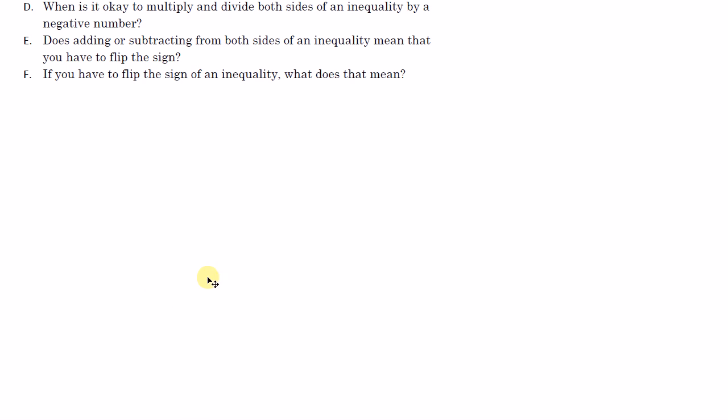When is it okay to multiply and divide both sides of an inequality by a negative number? Well, you can do it anytime you want. You just have to remember to flip the sign. E. Does adding or subtracting from both sides of an inequality mean that you have to flip the sign? No. It doesn't change the inequality to add or subtract from both sides. And if you have to flip the sign of an inequality, what does that mean? That means that you divide it or you multiply by a negative number. Alright, and this really was the end of 2.5.